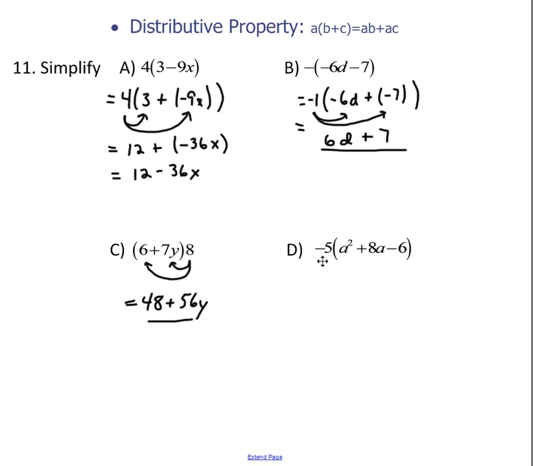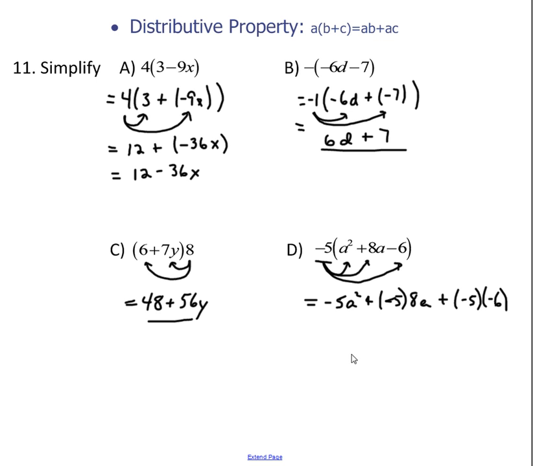And it doesn't matter whether we have 2 or more terms. We can extend this distributive property and say that if we have a number multiplied in front of the terms in a parenthesis, we distribute to all of the terms one by one. So negative 5 would be multiplied by a squared, negative 5 times 8a, and negative 5 times 6. So if I write this out, negative 5a squared plus, I'm going to write it this way, negative 5 times 8a plus, I'm going to take negative 5, multiply that by negative 6.